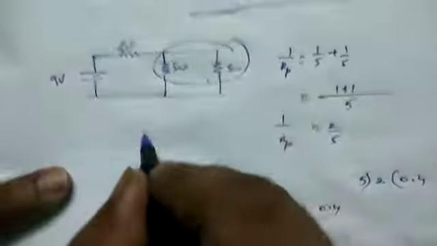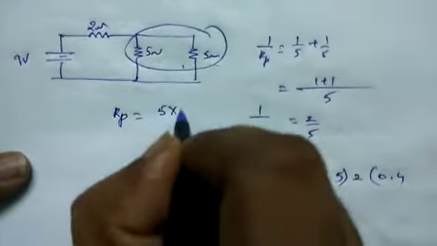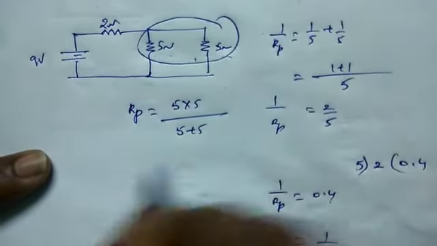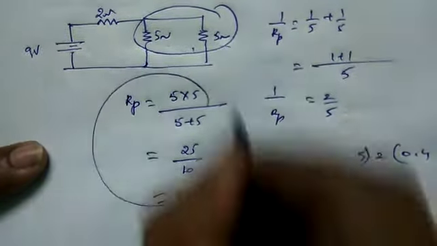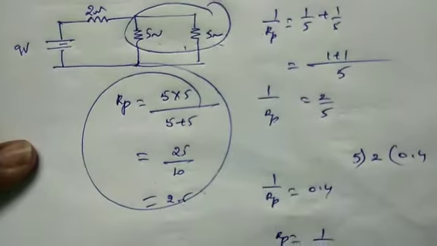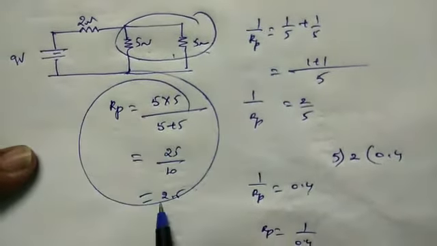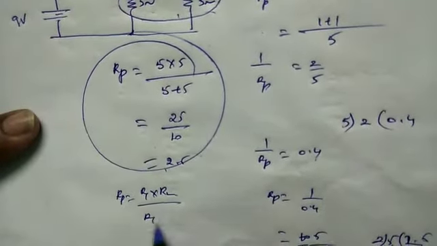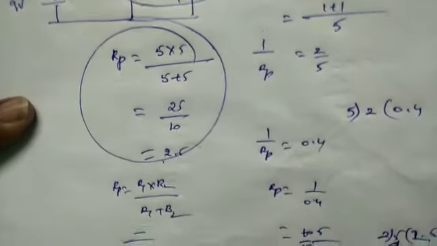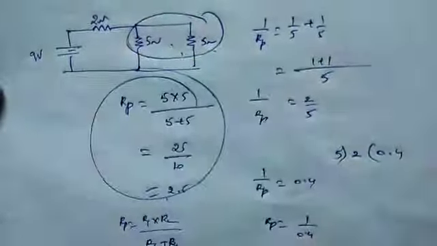Simplification: that means 5 into 5. Directly, Rp is equal to 5 into 5 by 5 plus 5, 25 by 10. That means 2.5. This is a shortcut. This is the basic formula, but this is the shortcut. This is also a formula only. Rp is equal to R1 R2 by R1 plus R2. Clear? So these two resistances together give a 2.5 ohms resistance.